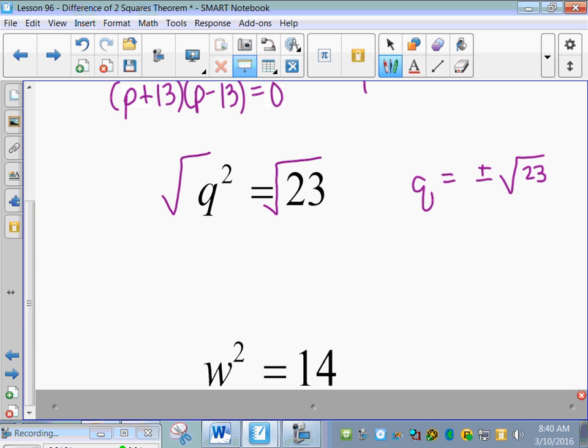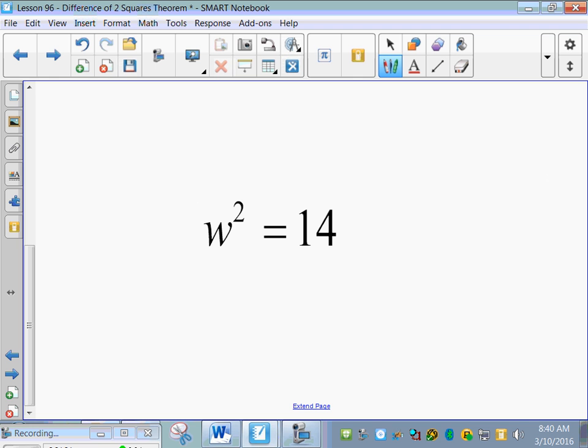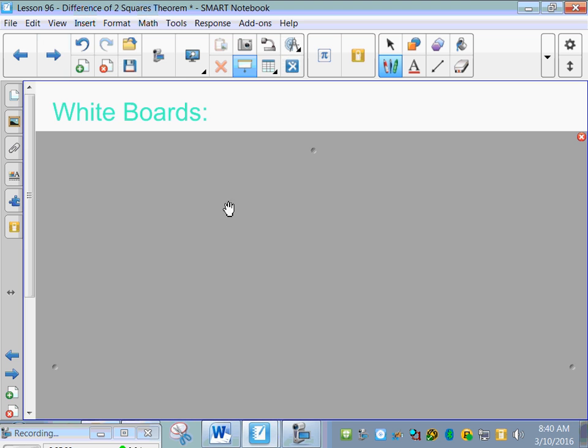All right. Is there a perfect square number for 14? Or is 14 a perfect square number? No. So let's go ahead and do the square root way. So we get w equals plus and minus the square root of 14. Biggest error, you guys, is people forgetting plus and minus. All right, so always remember positive and negative when you're solving algebraically.